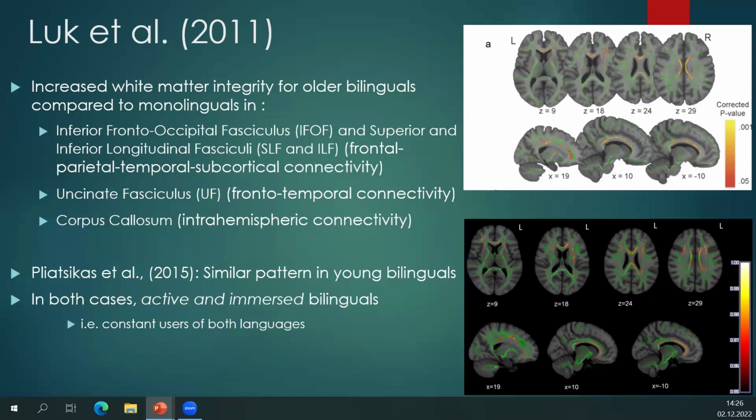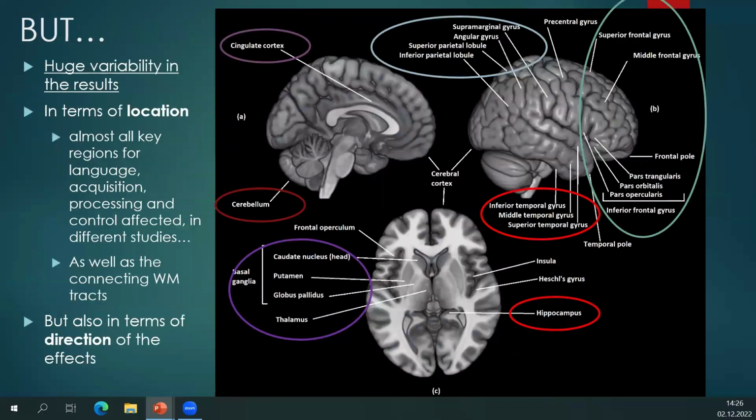compared to monolinguals. So what brings the two groups together is that in both cases, they were active and immersed bilinguals. So in both cases, they had constant use of both their languages, or at least constant need to suppress one of the languages speaking up.